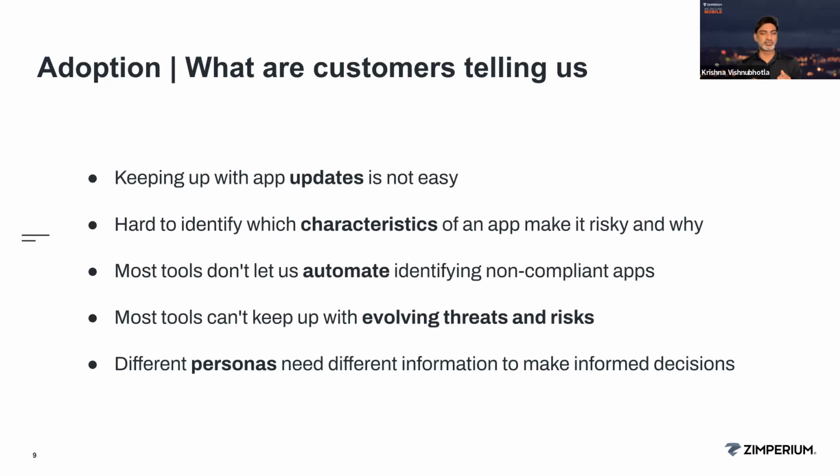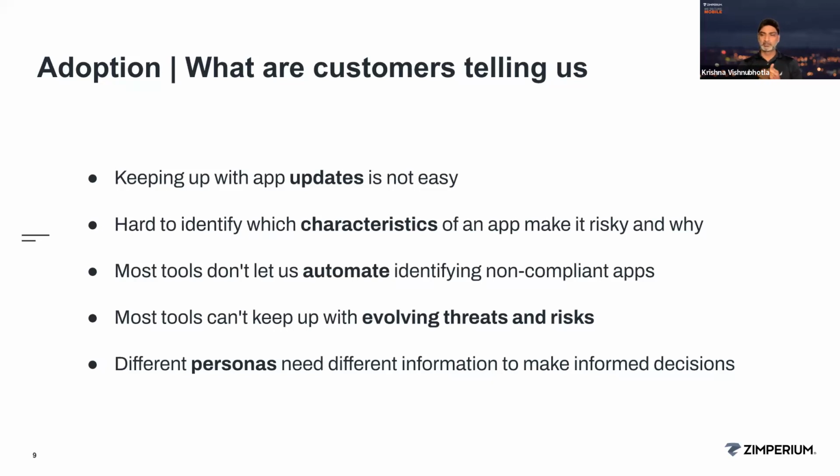A lot of solutions can tell you whether an app is good or bad, but they can't say it's these 3 characteristics about the app that are driving your concern, right? Because if they had that level of clarity, then you could do something with that information.